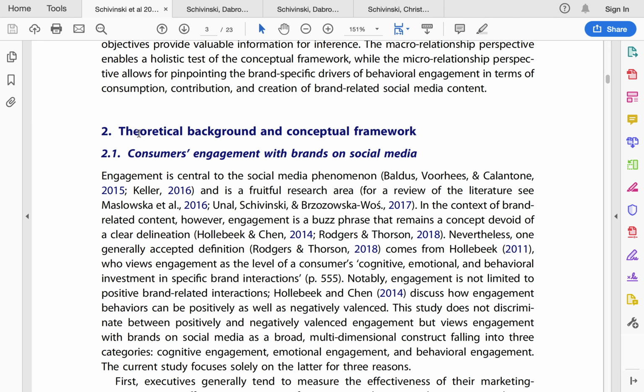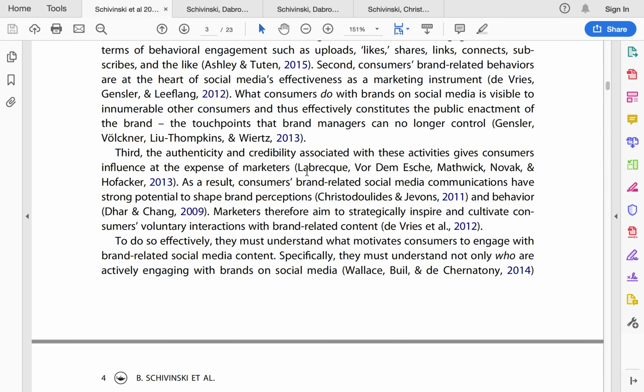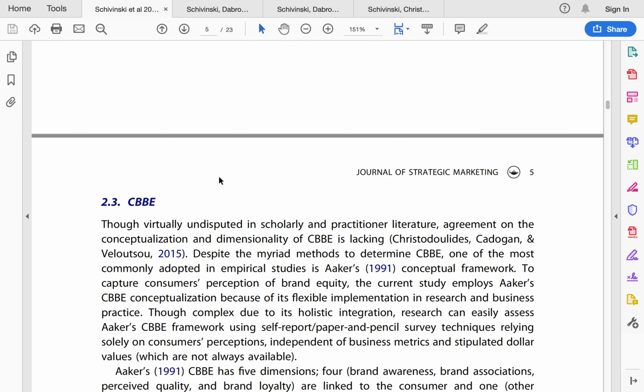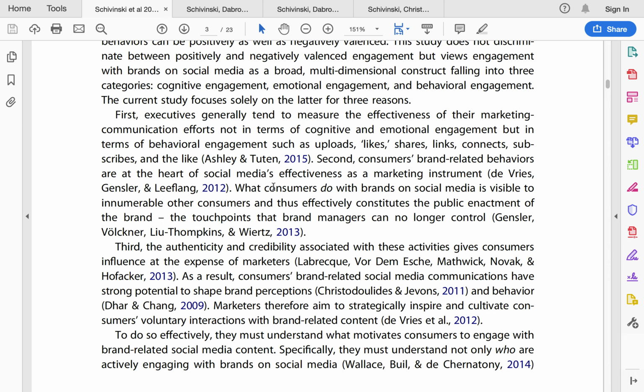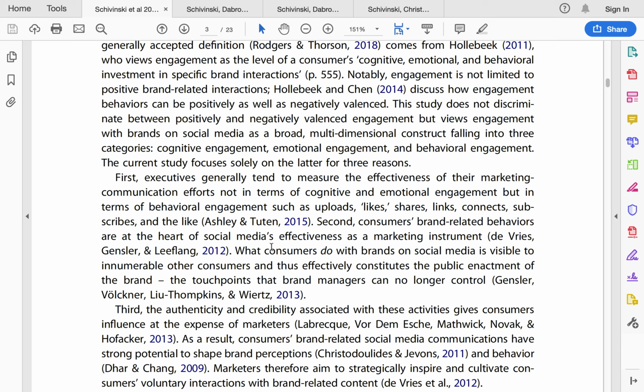Okay. Theoretical background and conceptual framework. Consumers' engagement with brands on social media. So I'm addressing the variables once again. COBRAs, CBBE. In this one, you'll notice that instead of starting with the variables themselves, I made this section that's overall about consumer engagement.